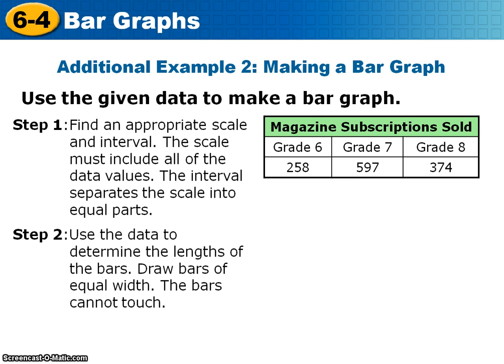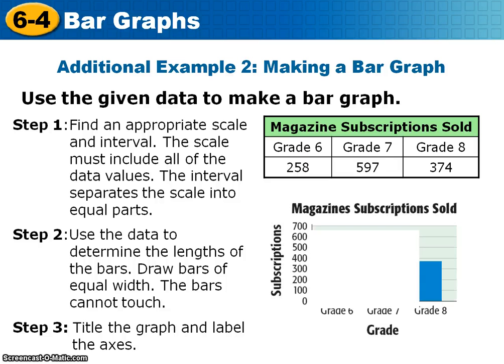You don't want to make one bar wider than the other because it makes people think that one's more important for some reason. Make sure you put a title on the graph and you label your axes. The title is important because that's how you know what it is. Magazine subscriptions sold. And if you don't label your axes, you don't know what the things you're comparing. So you should have grade on one side and number of magazines on the other.